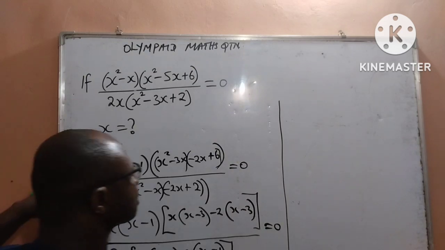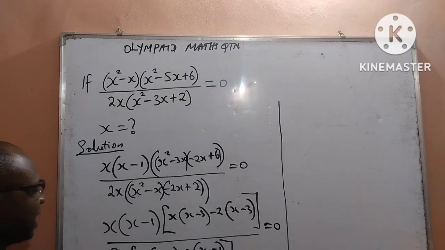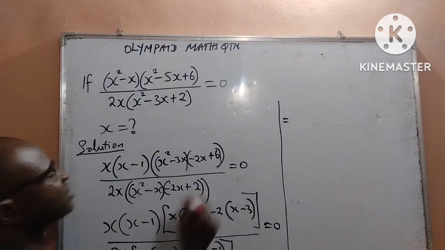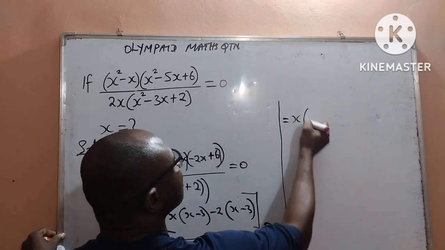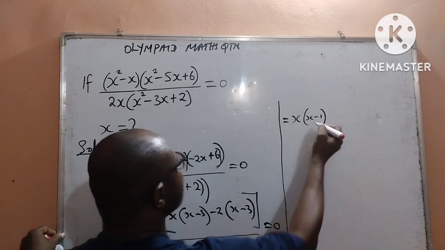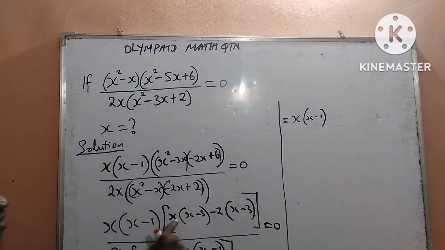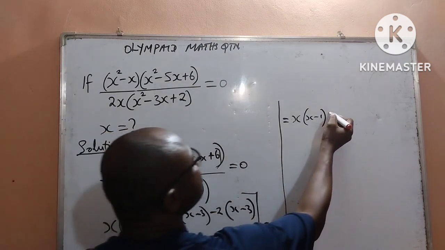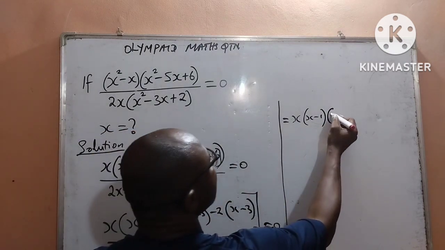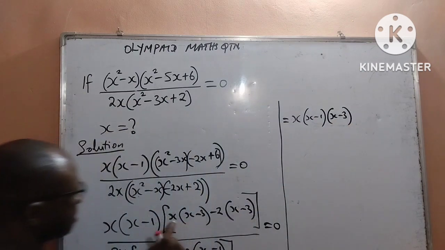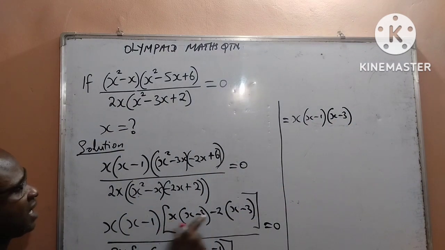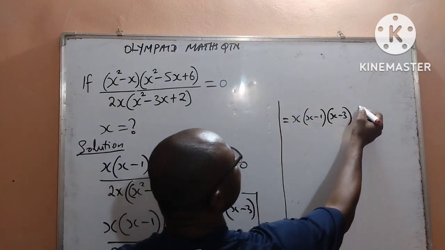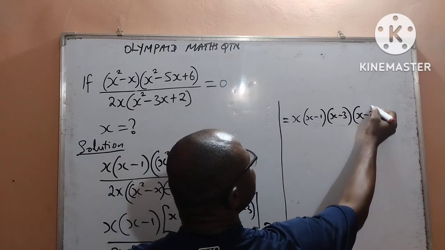Then let us continue, so that we see how everything will cancel out. I have now x into x minus 1. Coming into this bracket, you can see and agree with me that these two brackets are the same. I will take one of it, so taking one of it is x minus 3. Then I have x outside the bracket here, and I have negative 2 outside the bracket here.